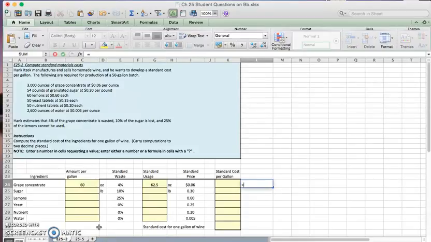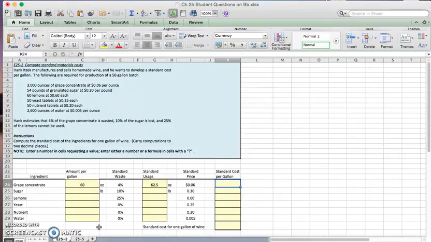I'm going to say equals 62.5 multiplied by 0.96, which is 96% of the 100% being 62.5 ounces of grape concentrate that I need to then, I'm going to waste 2.5 ounces of it, which is going to leave me with, and I press enter, 60 ounces.